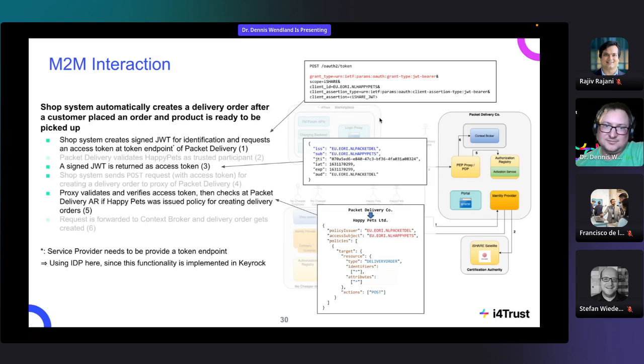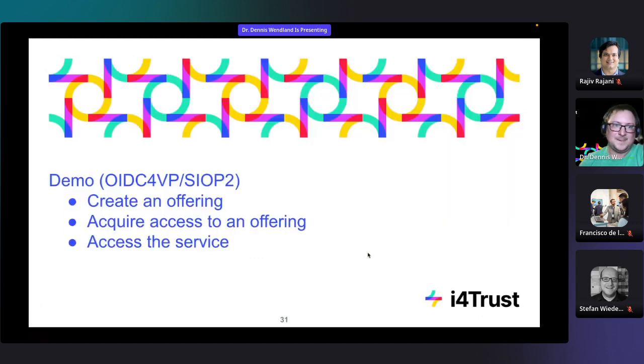Here are some more details. This is how such a request would look to obtain the access token at the endpoint of the packet delivery company with a machine-to-machine flow in iShare. This would be the information of this access token, which is issued by the packet delivery company to the Happy Pets organization. And then when the NGSI-LD request is sent, it would be checked against such policies which would be required to perform this operation.